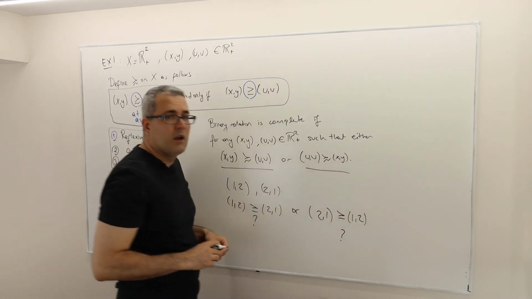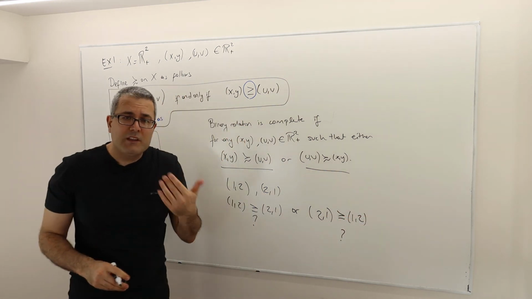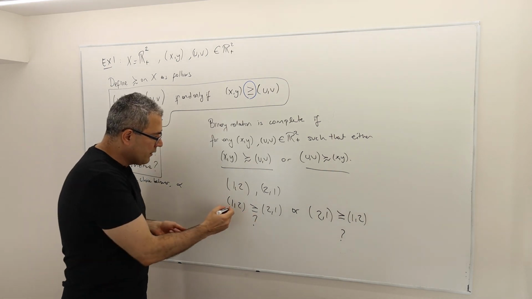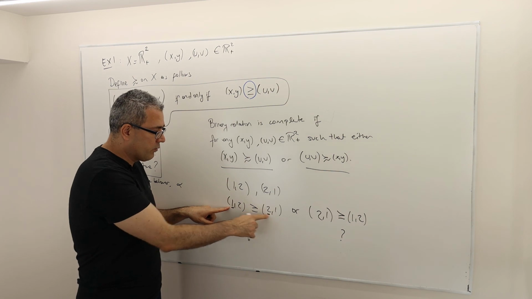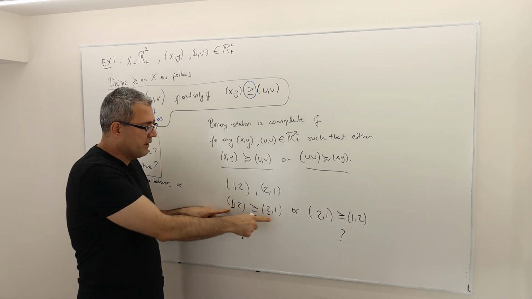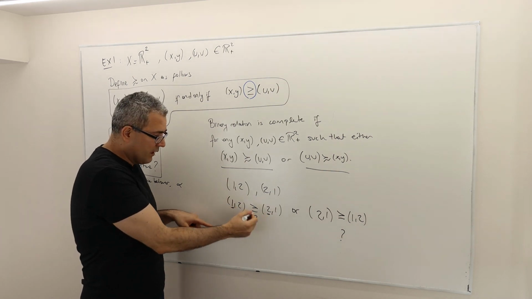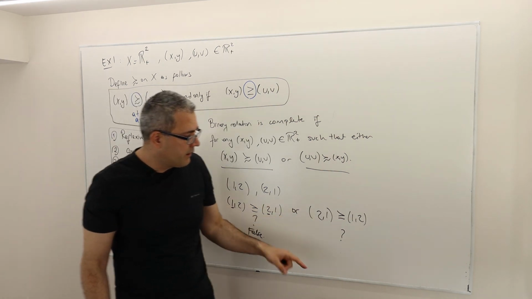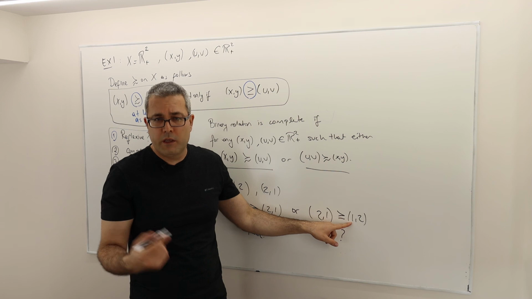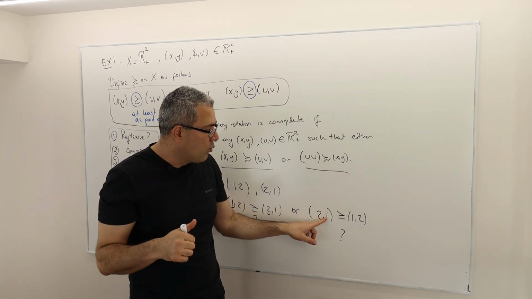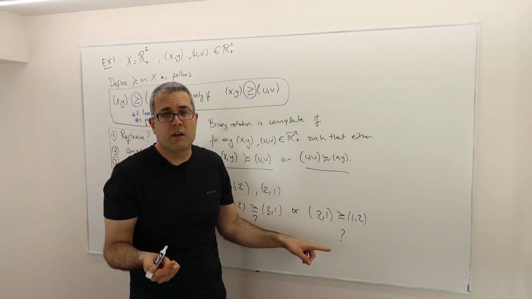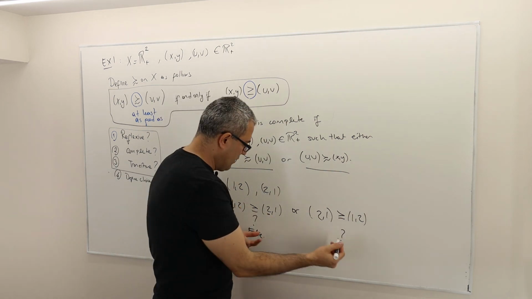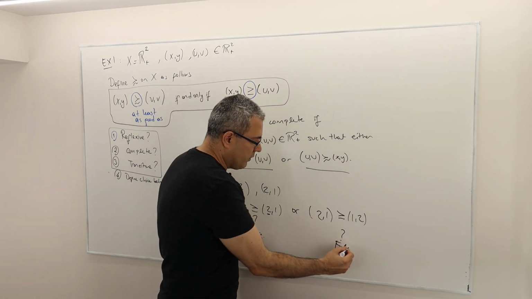Is this true? Well, remember the definition of a vector being greater than or equal to another one. It means the first components should be greater than or equal to. Well, it fails because 1 is less than 2. So this is not true. All right, so this is false, clearly. What about this? 2 is greater than or equal to 1. Yes, good. 1 is greater than, no, it is not. So therefore, this vector is not greater than or equal to 1, 2. So this one is also false.